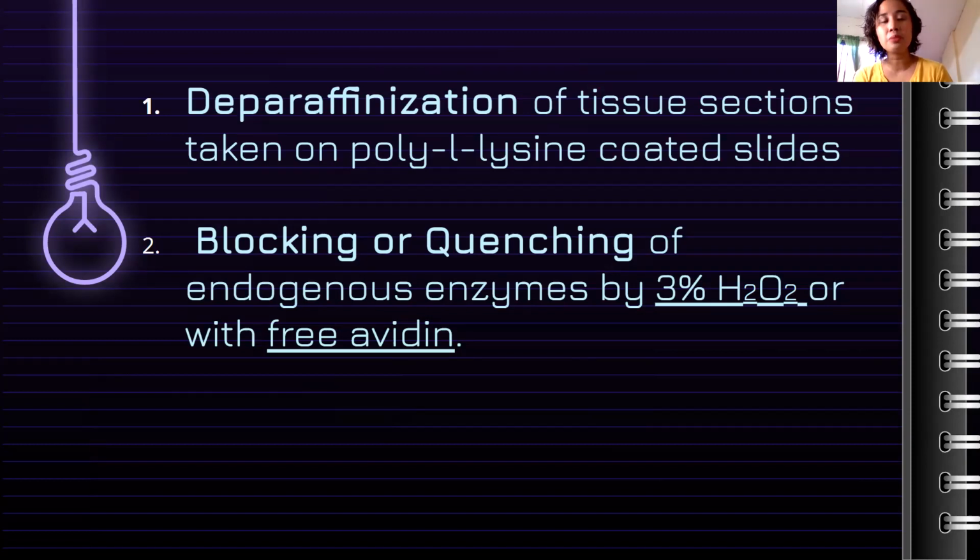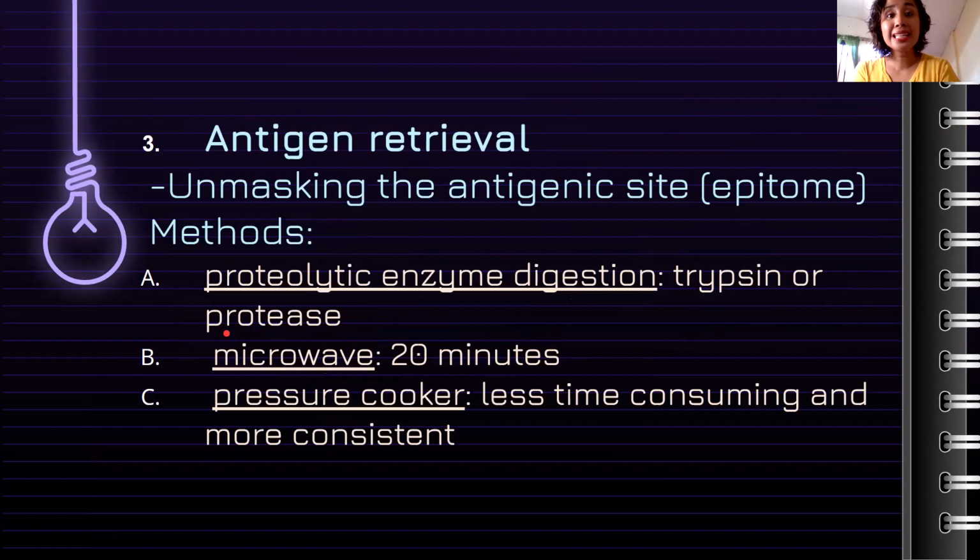Because enzymes are our label. So to remove them, we could add 3% hydrogen peroxide or free avidin. I don't know avidin, so research it. Third is antigen retrieval, okay?